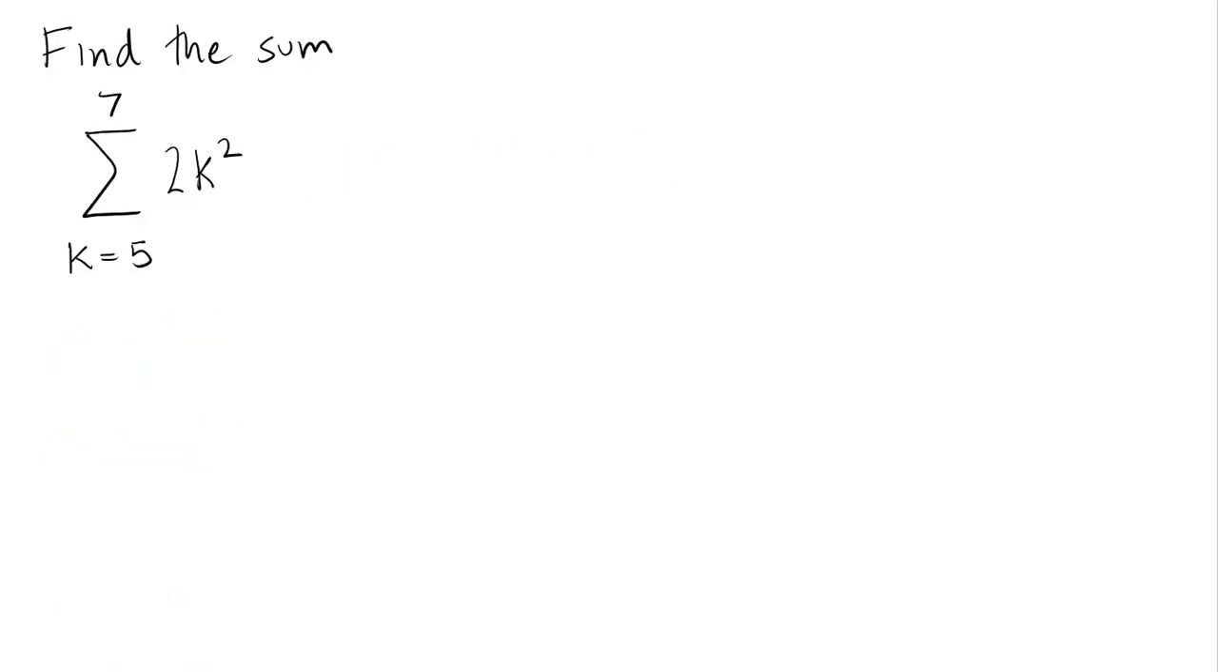Here's another one for you to try. This is the sum from k equals 5 to 7 of 2k squared. I want you to generate the terms that we're adding together and then find their sum.